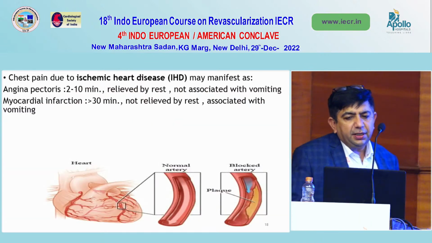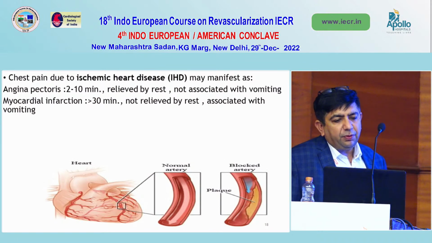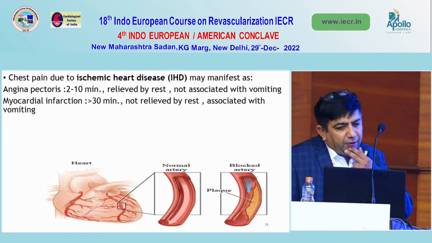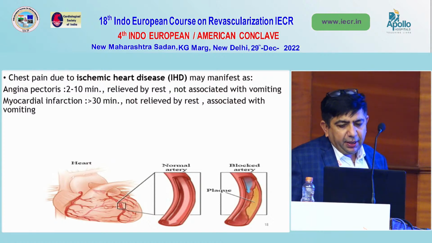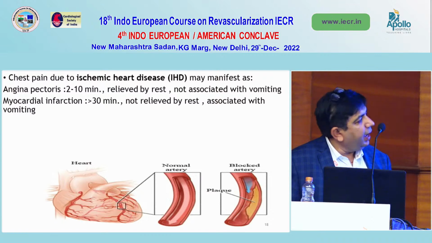Chest pain due to ischemic heart disease may manifest as angina pectoris, which is relieved by rest and not associated with vomiting, or myocardial infarction, which is not relieved by rest and is associated with vomiting. You can see here the normal artery and the blocked artery. Plaque is seen there.